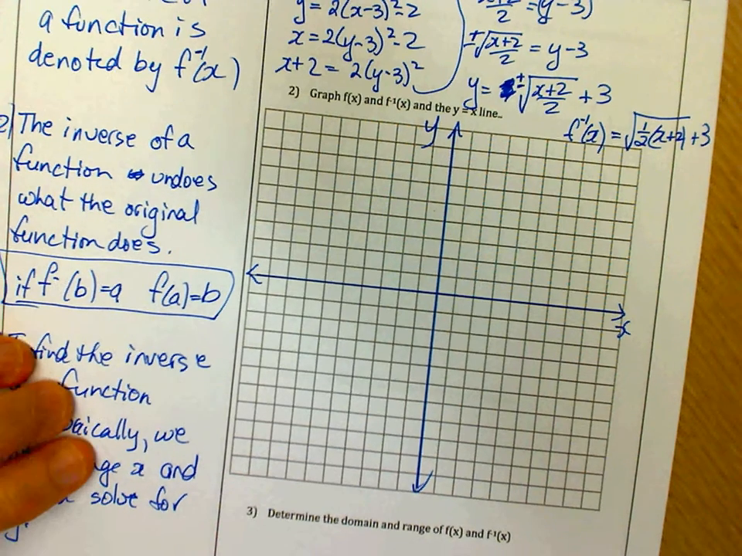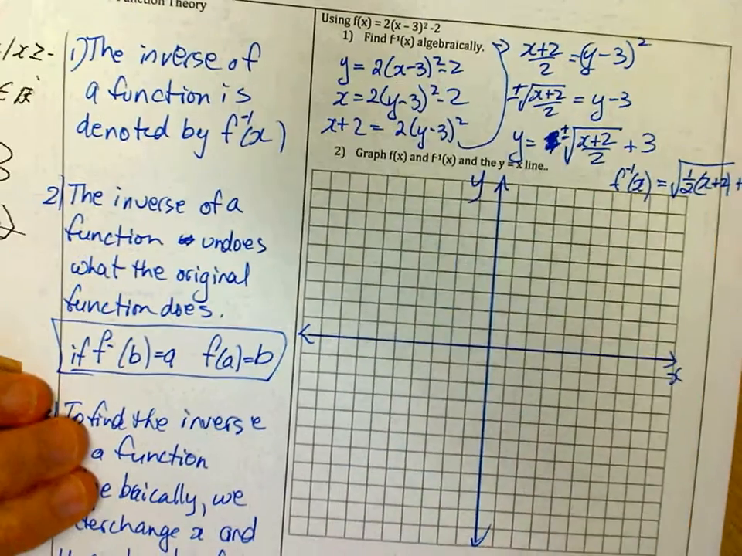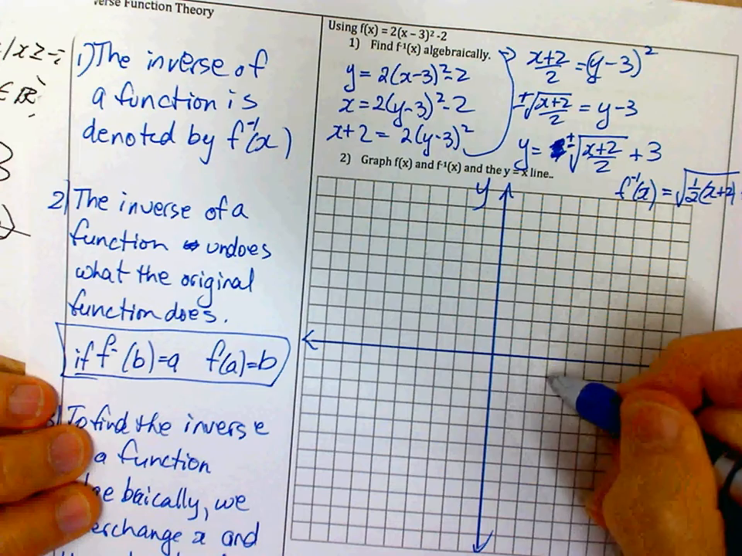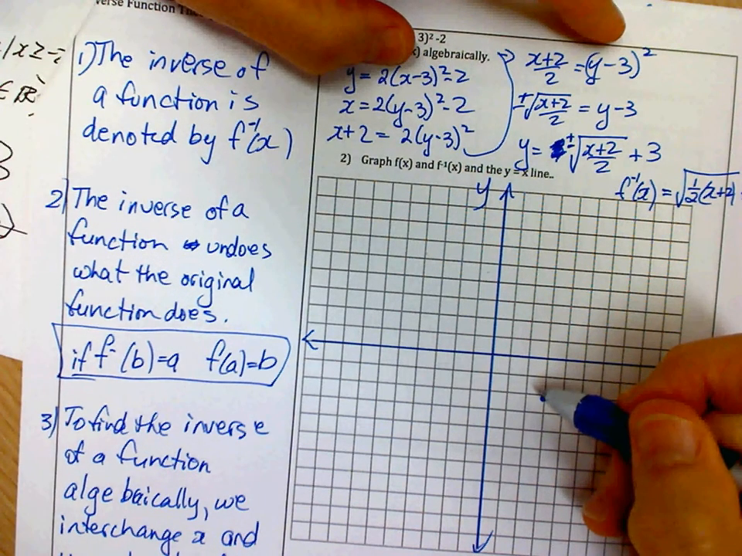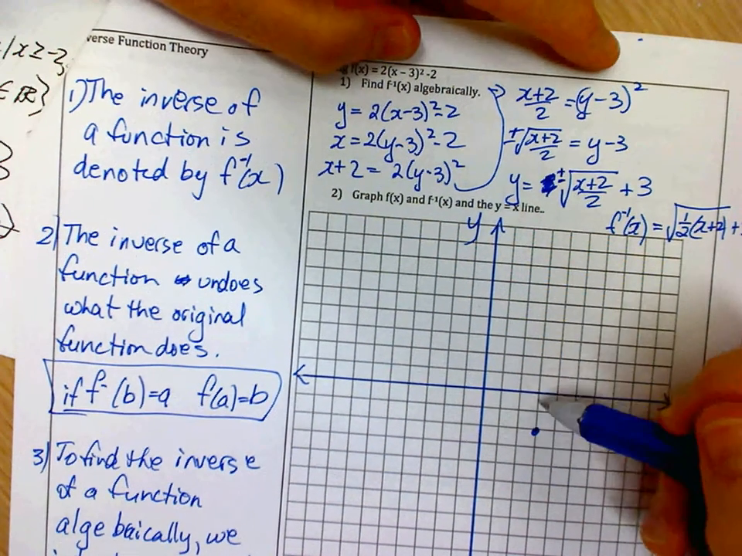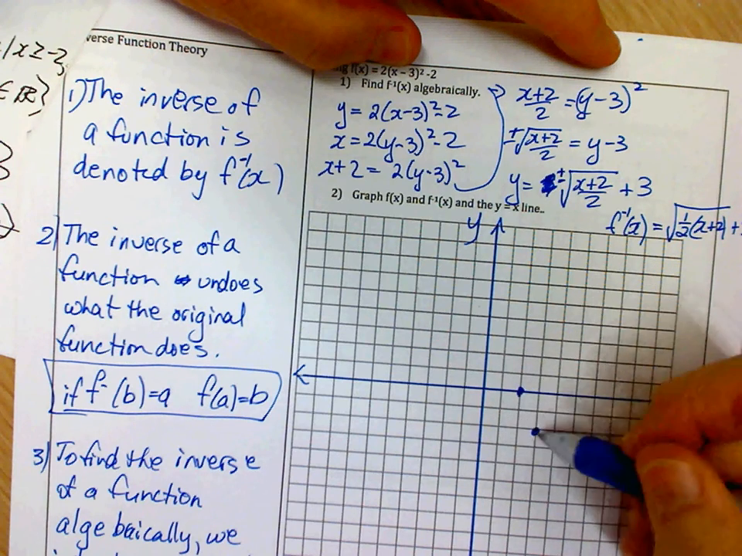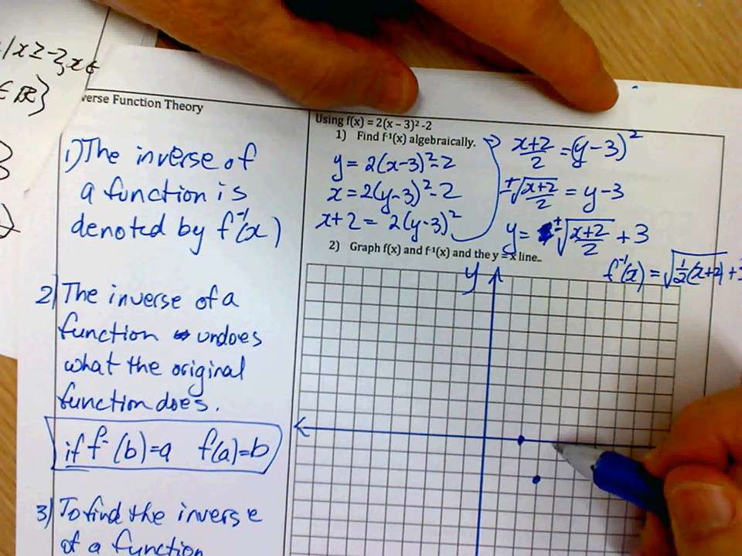So, if we were to graph this, our vertex occurs at 3, negative 2. Okay, we can sub in values. That would probably be easier at this point. When x is 2, y is 0. When x is 5, 5 minus 3 is 2, 2 squared is 4. When x is 4, 4 minus 3 is 1 squared, 2 minus 2 is 0.